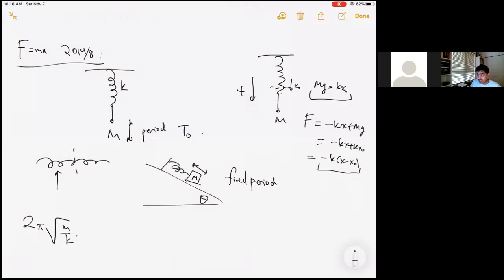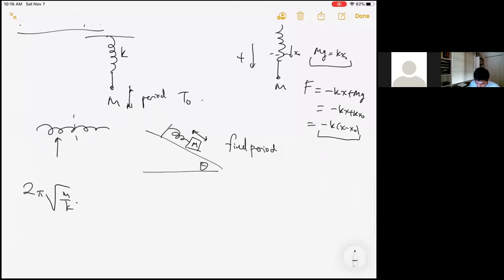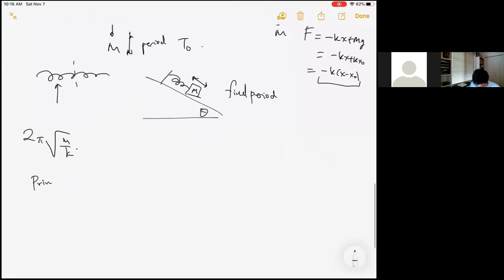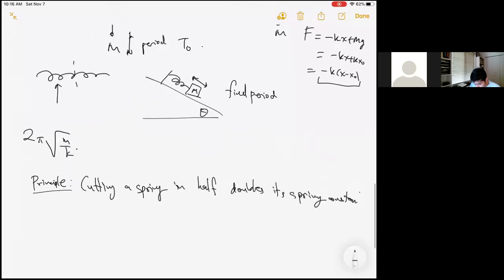And indeed, we're cutting the spring in half. So this is the second important fact, which is not really a harmonic motion fact, but it's a fact that you will see a lot on the F equals ma, which they like to talk about. If you cut a spring in half, this is a principle: cutting a spring in half doubles its spring constant.